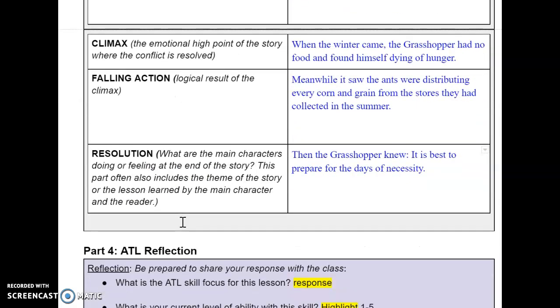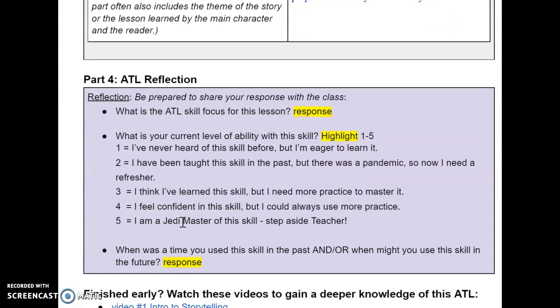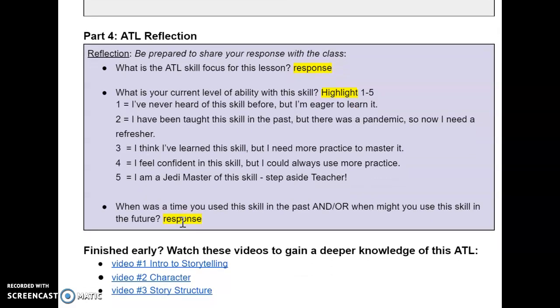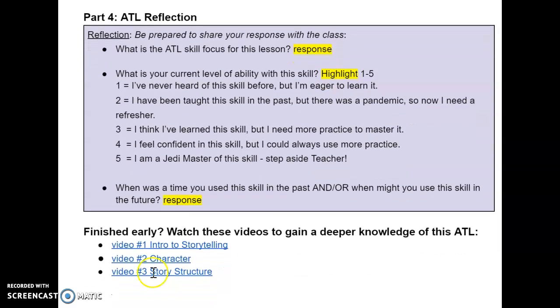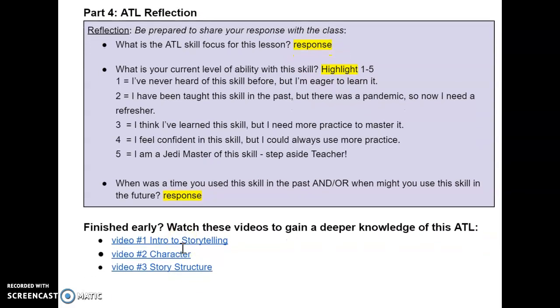So now we've picked apart a story, and we've organized it into the 5 story elements. For the last part of this, you'll do your reflection on this lesson. Be prepared to share your responses with the class. You need to answer this first question: what is the ATL skill focus for this lesson? You'll write that here. What is your current level of ability with this skill? There are 5 levels. You will highlight one of them.